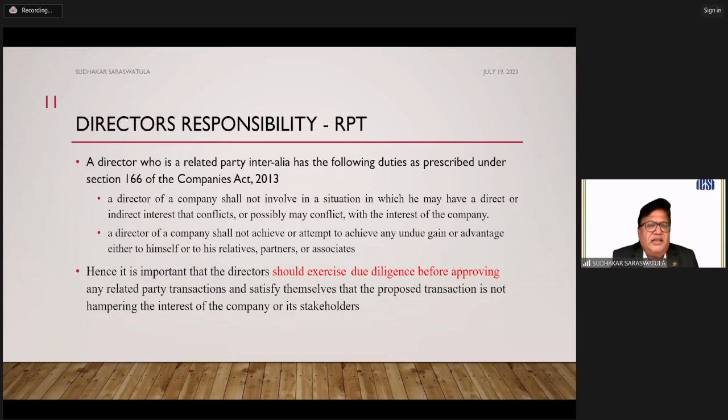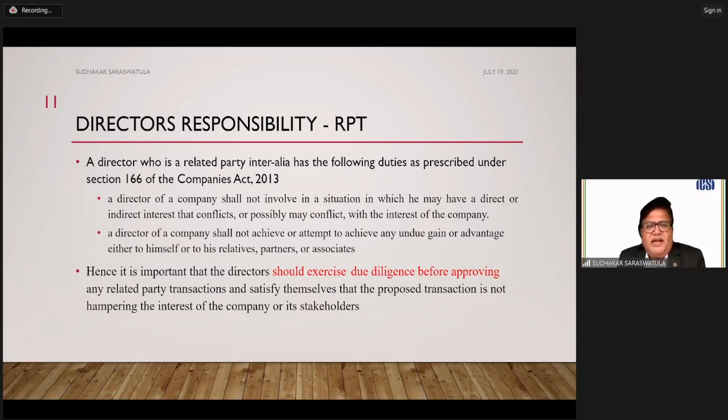So wherever a director is a related party to the company, and whenever he is entering into any kind of transaction, or wherever an entity in which he is interested is entering into a transaction with the company, he should ensure that whatever conflict of interest is there is appropriately taken care of. And he should not get into such a situation where a conflict of interest is there, to the extent possible.